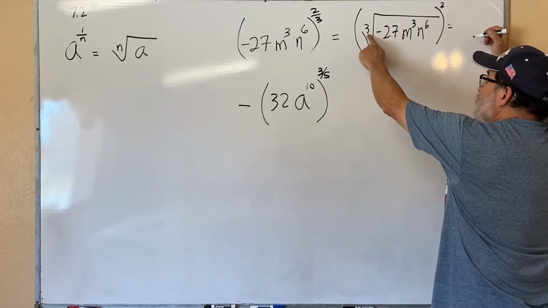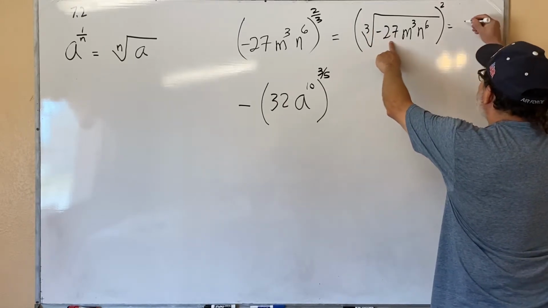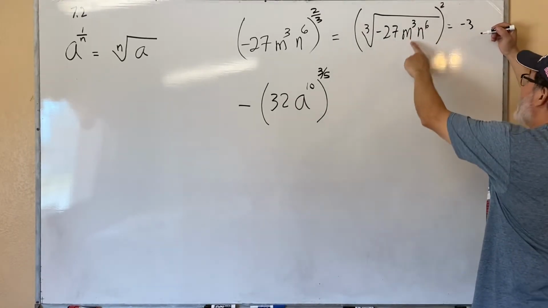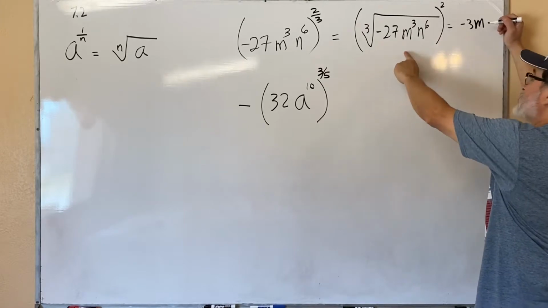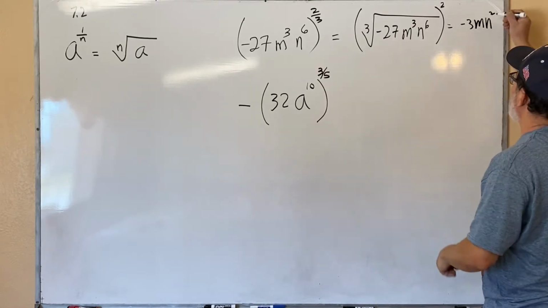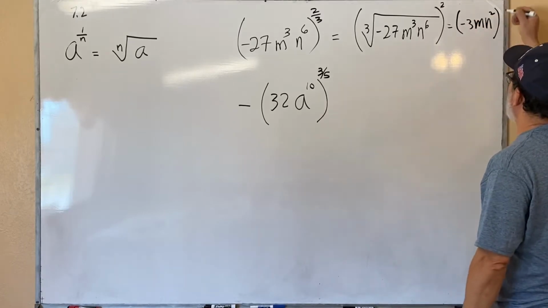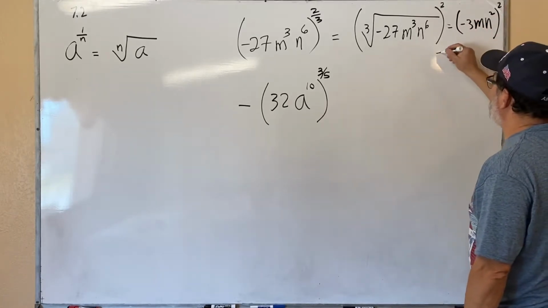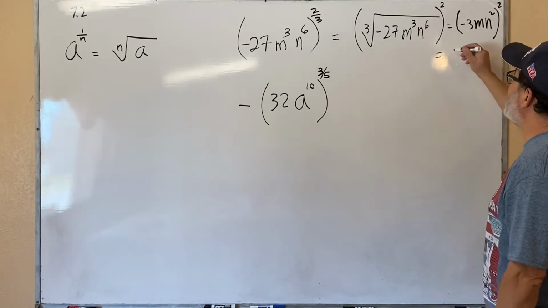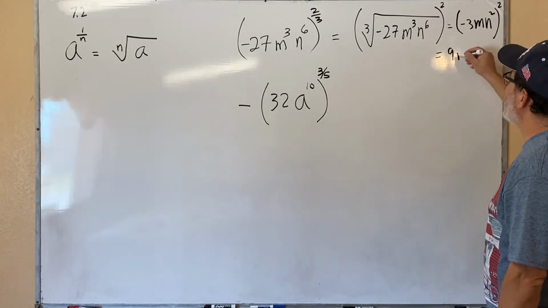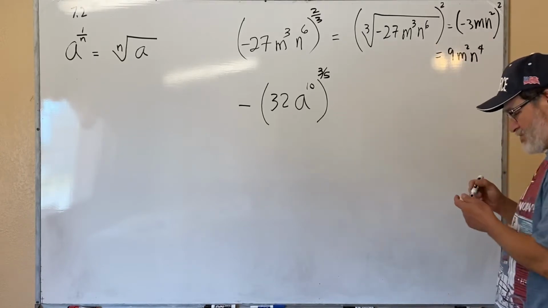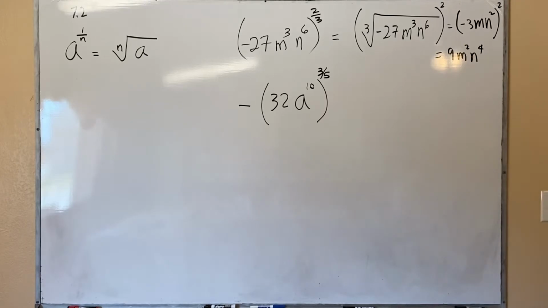What is the cube root of negative 27? Negative 3. What is the cube root of m to the 3rd? M. What is the cube root of n to the 6th? N squared. And this raised to the 2nd power. When you raise this negative 3 to the 2nd power, that's 9m squared n to the 4th. Okay.